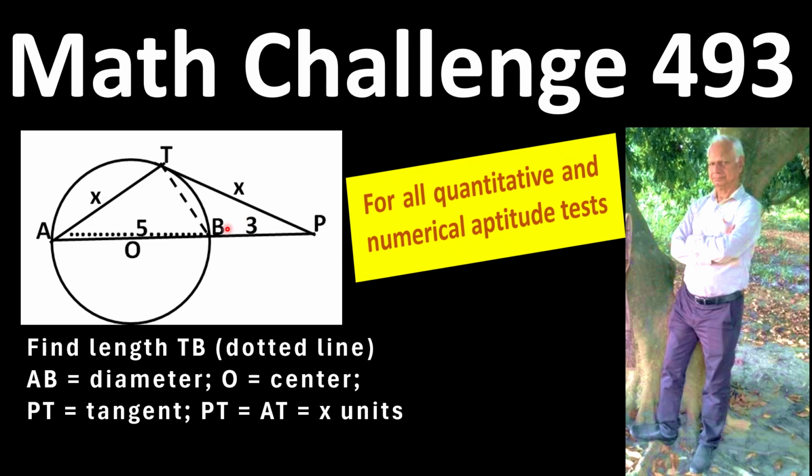Now here we have a figure. AOB is the diameter and the diameter is extended to a point P and PT is the tangent. PT is equal to 8√x units in length, and we have to find the length of TB, the dotted line. O is the center of the circle. The length AB is 5 units and the length BP is 3 units. So we have to find the length TB.